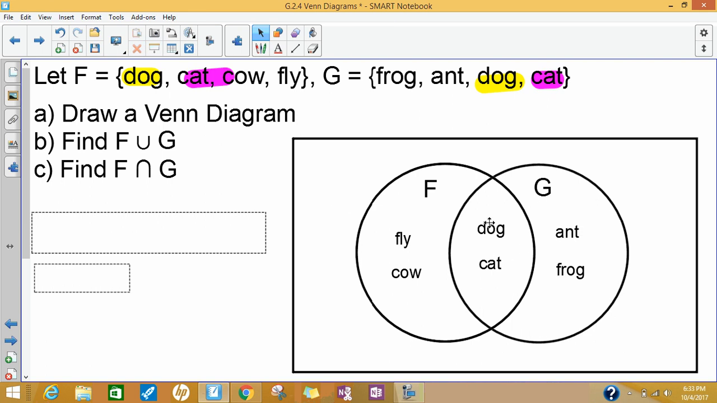So dog and cat is still in the circle F, but it's in this special place because those two animals are also in circle G, so they have to be in the middle so that they can be in both sets at the same time.